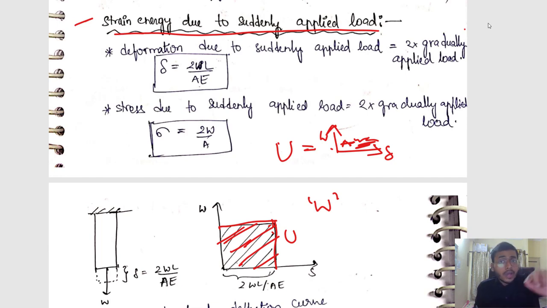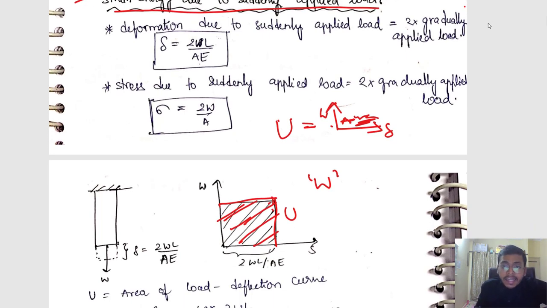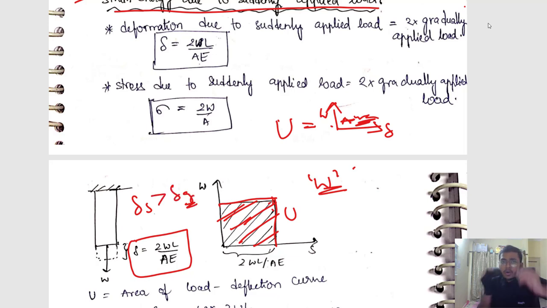But there is something which you have to understand. As soon as you apply W, the deflection due to the suddenly applied load will be more than that of the gradually applied load. This is common sense, right?